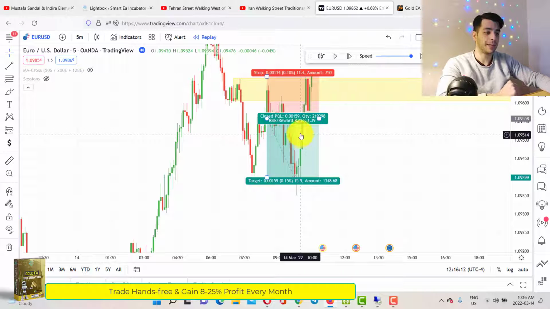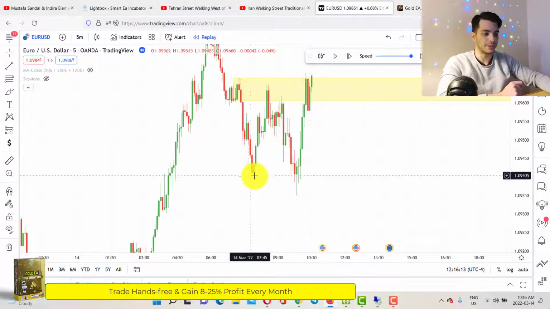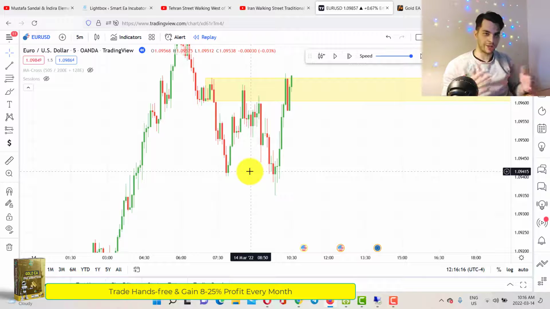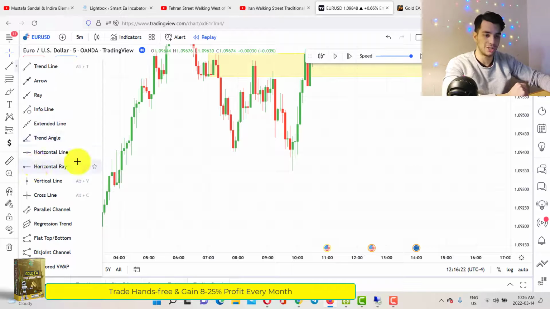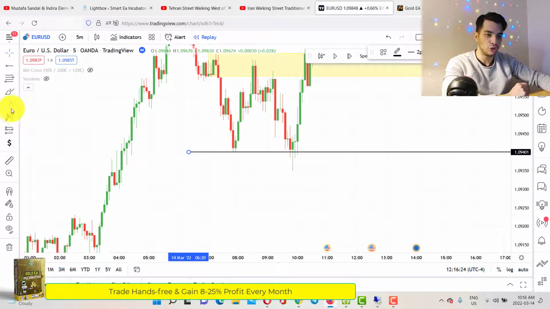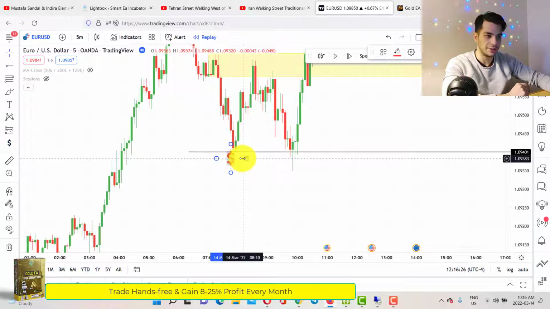And this is exactly what happened. So what you could do, as you know, I don't trade support and resistance levels. But if you wanted to do that, you could also take your buy position right here because you know that there's so much liquidity around this area that needs to be grabbed.